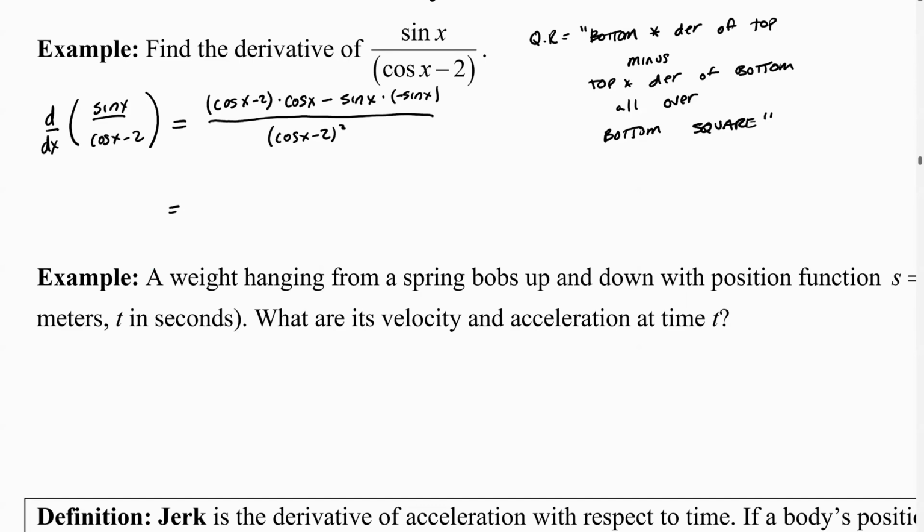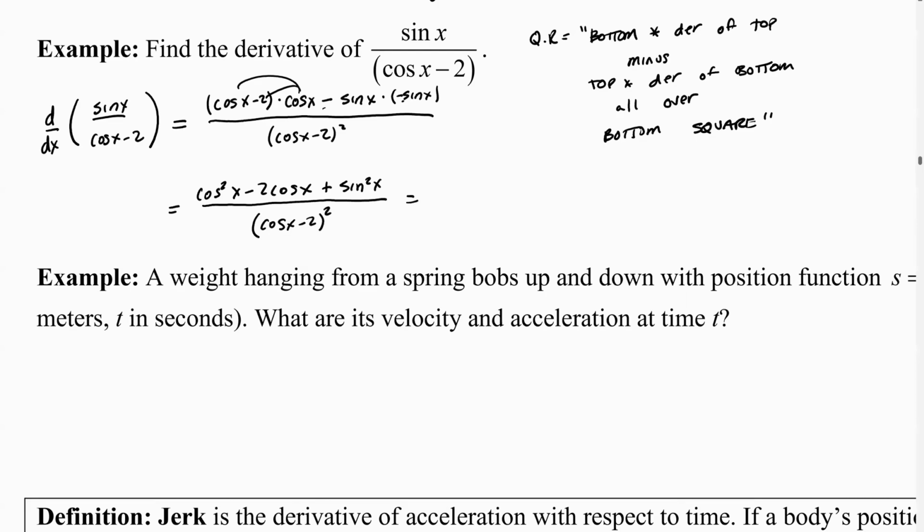I suppose we could try to clean this up. I get cosine squared x minus 2 cosine x as I distribute that across those two terms. I get a plus from these two negatives, sine squared, all over cosine x minus 2 squared.